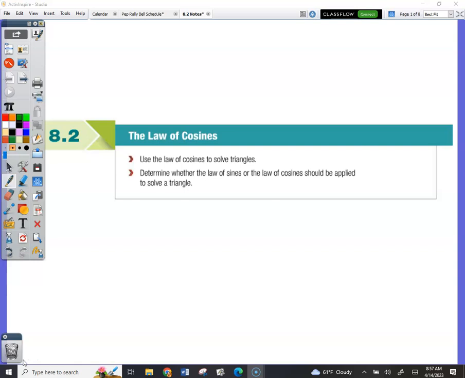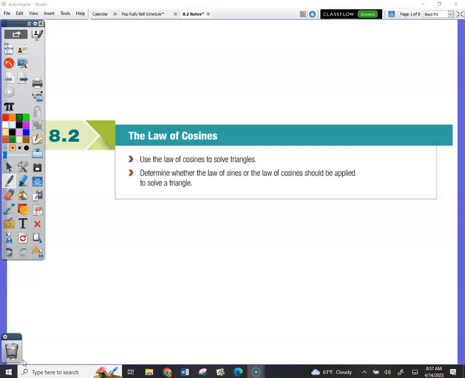8-2. Same concept, but it's law of cosines. So let's go back and think from law of sines. We used it with angle, angle, side, and side, angle, side. Angle, side, angle. And then, what was it? The irate customer. Side, side, angle, but in reverse. That was law of sines.